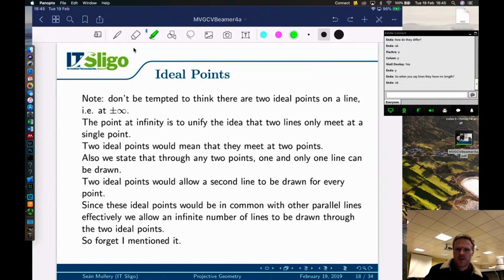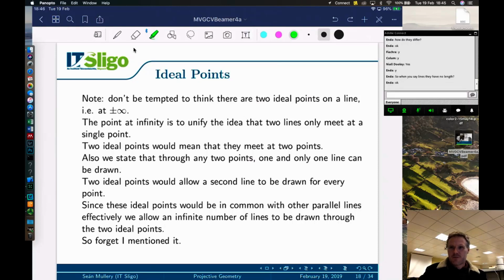So if we had two ideal points, which we don't, two ideal points would mean that we meet at two different points, which we can't do. Like we're meeting at positive infinity and negative infinity, which is not the case. Also, we state that through any two points, one and only one line can be drawn. And obviously if we've got two ideal points in a line, then that's our line, so that's a problem. Two ideal points would allow a second line to be drawn for every point. Since these ideal points would be in common with other parallel lines, effectively we allow an infinite number of lines to be drawn through the two ideal points.